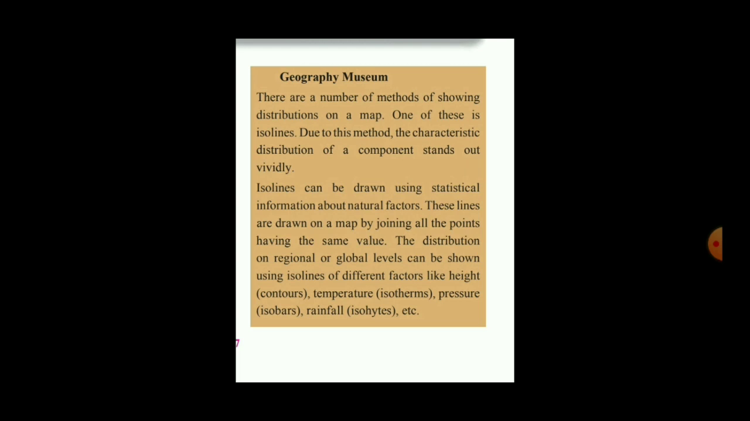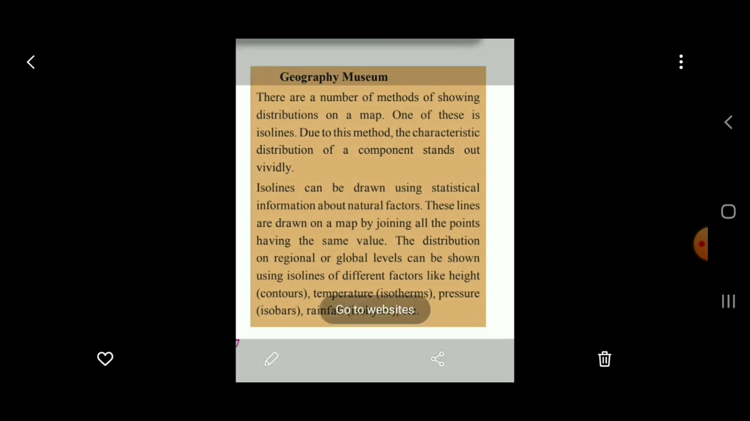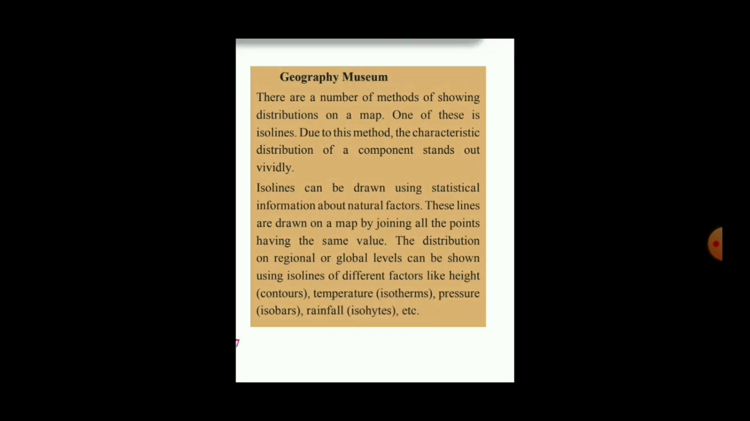Contours are the lines joining the places having the same height. Isotherms are the lines on the map joining the places having the same temperature, and so on. I hope, students, this is very clear. What are contours, isotherms, isobars, and isohyets?